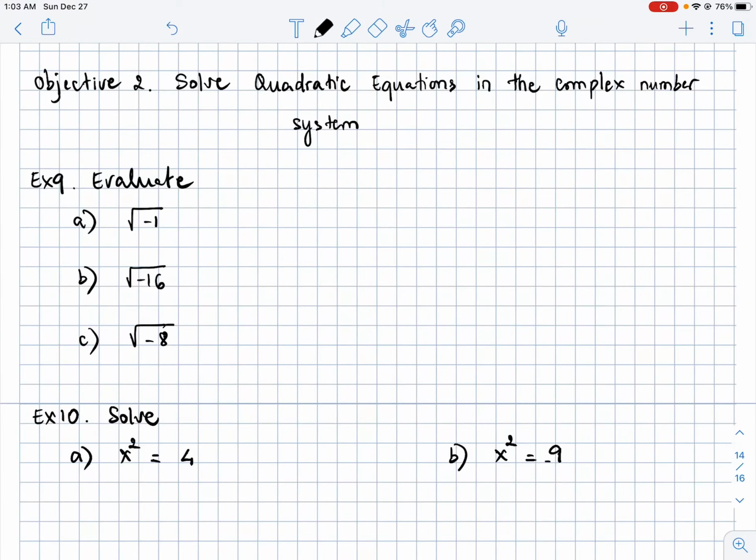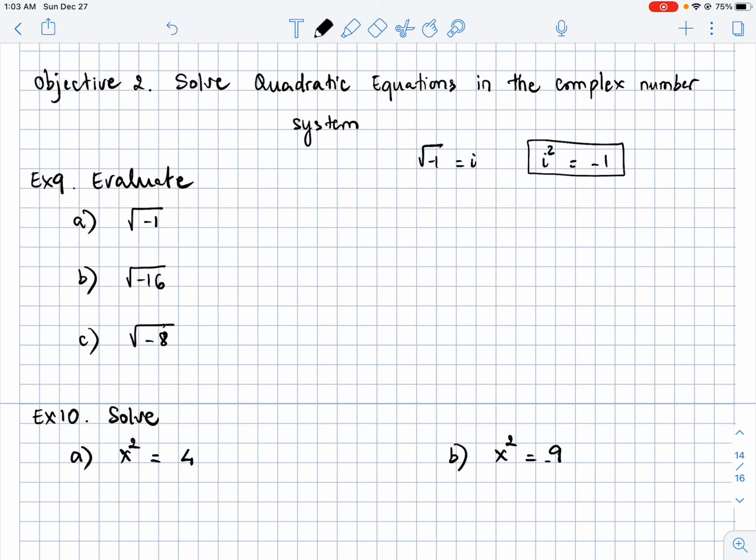Objective number 2. Solve quadratic equations in the complex number system. Example 9. Evaluate a square root of -1. We know that square root of -1 is i. And if we square both sides, we will get i squared equal to -1.